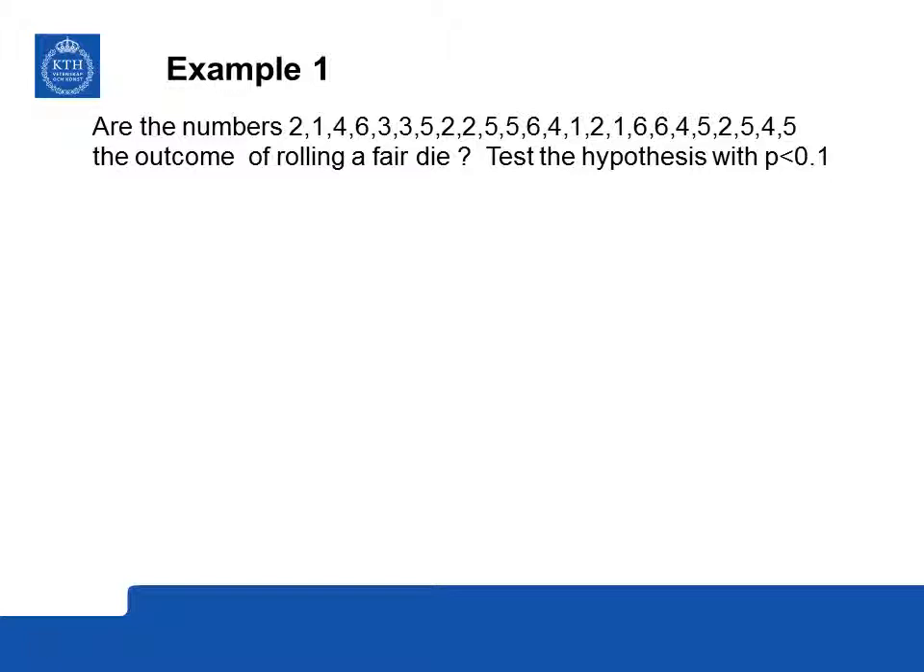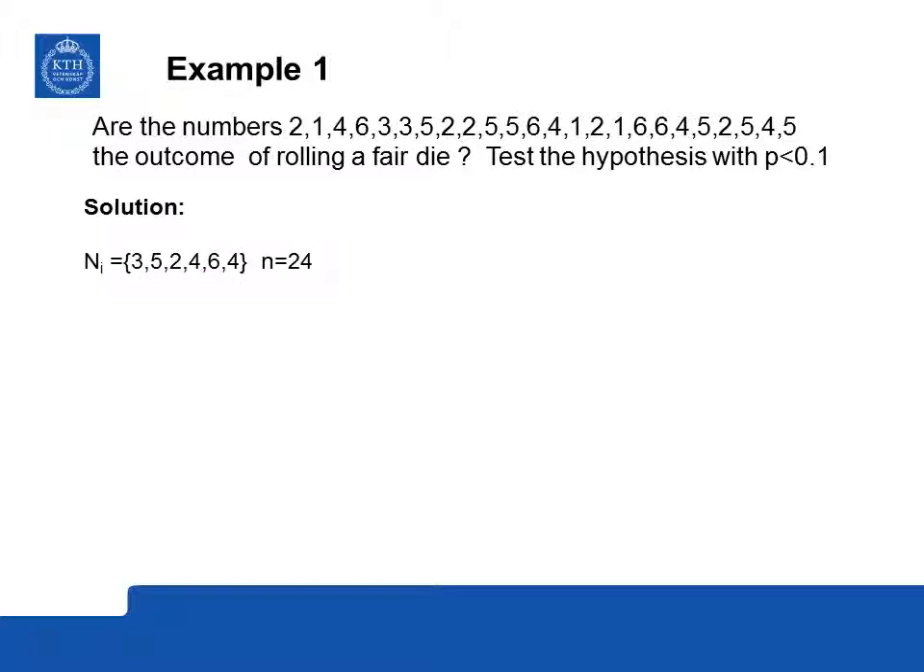Now let's apply this in a simple example. The question here is, are the numbers listed here, 2, 1, 4, 6, numbers between 1 and 6, likely to be outcomes from an experiment where we roll a fair die? And the question that we have in front of us is to test our hypothesis, and the p-value should be less than 0.1.